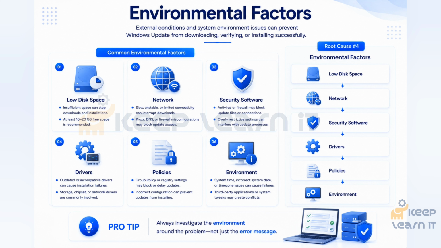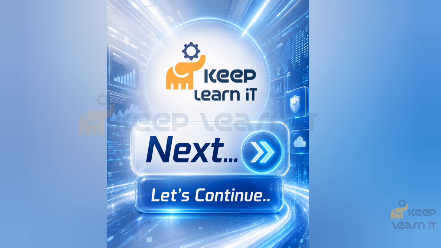Sometimes the problem isn't Windows Update itself. Low disk space, unstable internet connections, third-party antivirus software, VPN software, proxy settings, incompatible drivers, or enterprise security policies can all interrupt the update process. In business environments, additional tools such as update management systems or security platforms may also influence how updates are delivered and installed. Understanding the complete environment helps you identify issues that aren't immediately visible in the error message.